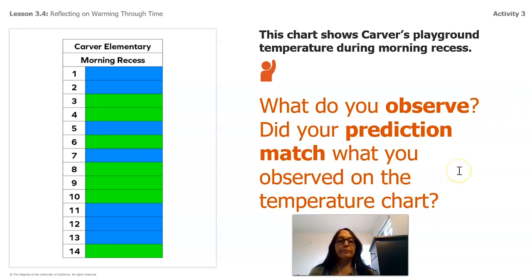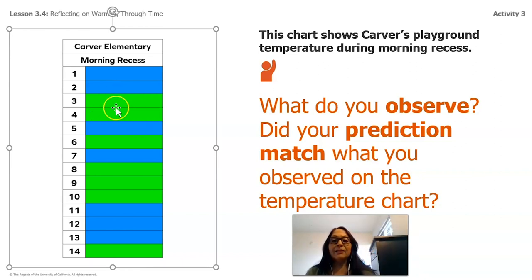So here, this chart shows Carver's playground temperature during the morning recess. What do you observe? Did your prediction match what you observed on the temperature chart? Did it? Okay, so early in the morning, it is cold. We know that blue means cold, right? It is cold. There hasn't been any sun, no sunshine, no sunlight. But then as it gets later in the morning, it starts to be nice and cool. So instead of really cold, we go to cool, nice temperature. That's the morning recess. And then it gets a little cold again, then it gets cool again, and it changes throughout the day.